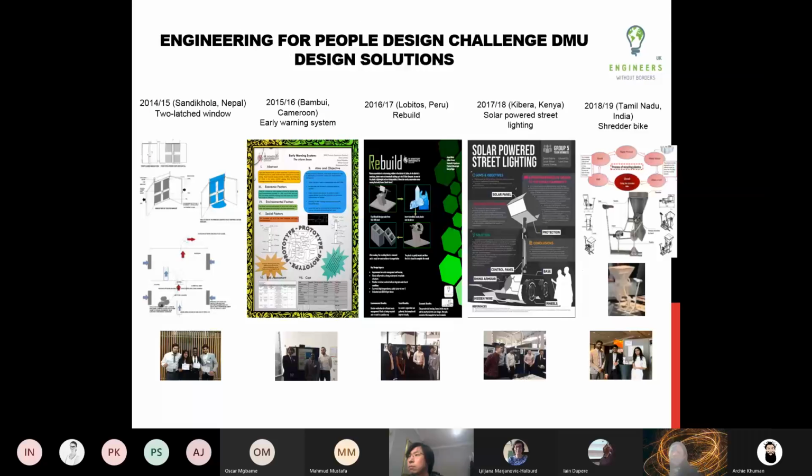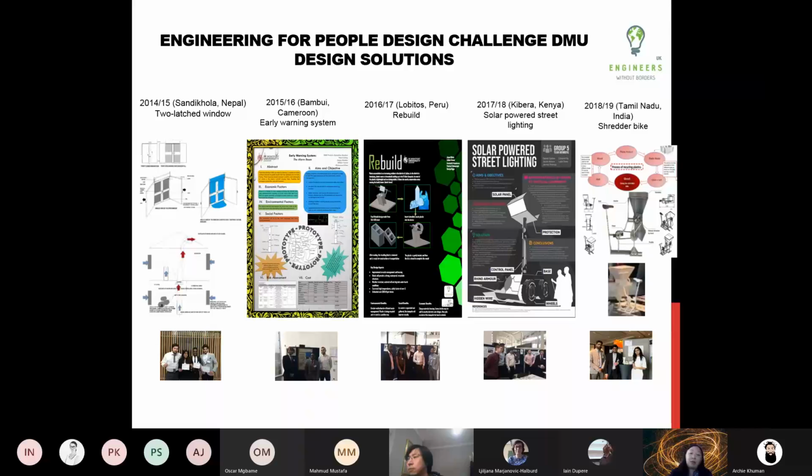In this slide, I just wanted to present the different design solutions that have participated in the grand finals since 2014. Perhaps it's a little bit of a busy slide, but the design challenge is based in different communities each year. Some of them can be really rural, like Sandicola in Nepal, Bambui in Cameroon, Lobitos in Peru, the same community that we are working with this year, or even Tamil Nadu in India.